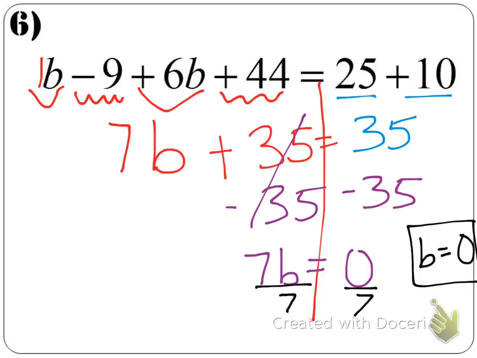Now, for some reason, when students get an answer of 0, they second guess themselves. 0 is a fine answer. 0 is a number. 0 is great, okay? Don't think you did something wrong if you're coming up with an answer of 0. What are your questions?